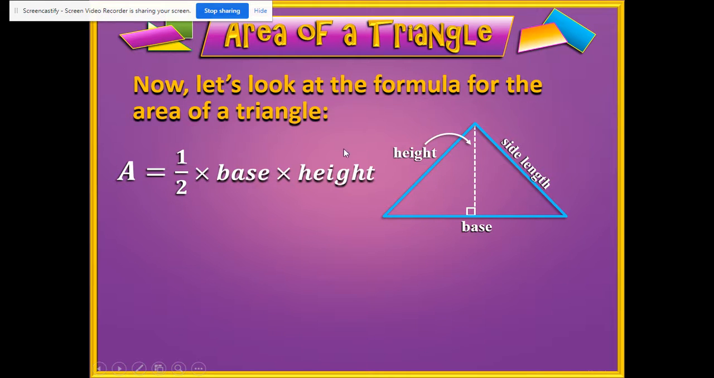And honestly, guys, this is what I do. I don't do 1/2 times base times height. I take the base times the height, and then whatever that answer is, I divide it by 2. Because think about it. If I added another triangle right here, what would that turn into? It would turn into a square. So really, I'm just dividing my base times height by 2. So let's take a look. That's not the height of the triangle.